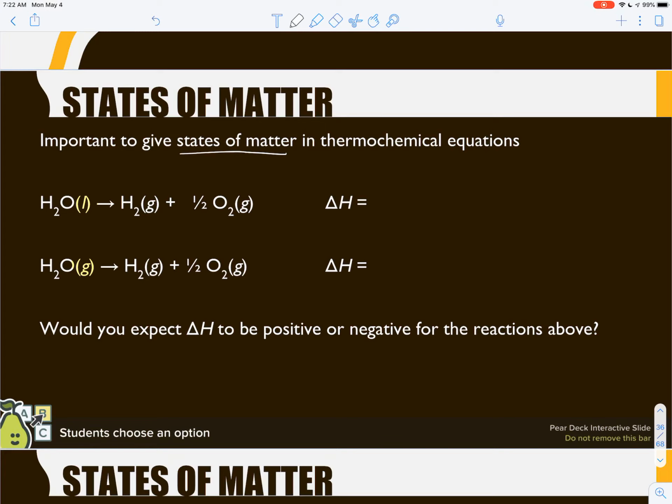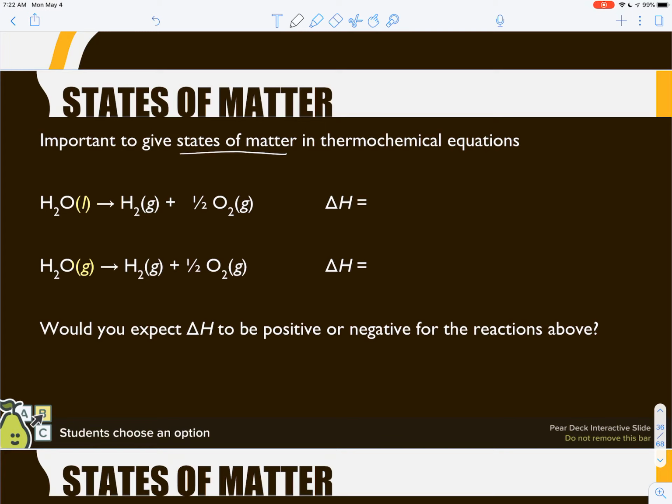Okay, so these are the actual numerical values here, 285 versus 241 kilojoules per mole reaction. Remember, this unit means that for every 1 mole of H2O broken apart, and for every 1 mole of H2 produced, and for every half mole of O2 produced, 285.8 kilojoules of heat are required, right? Reactant.